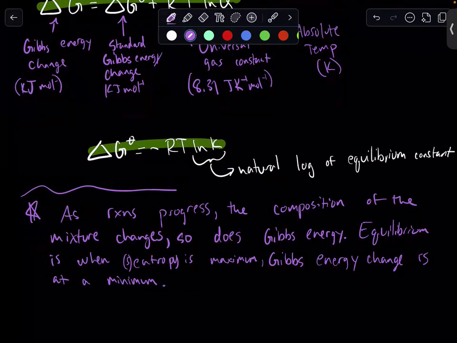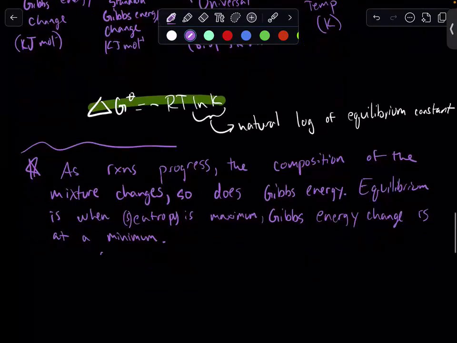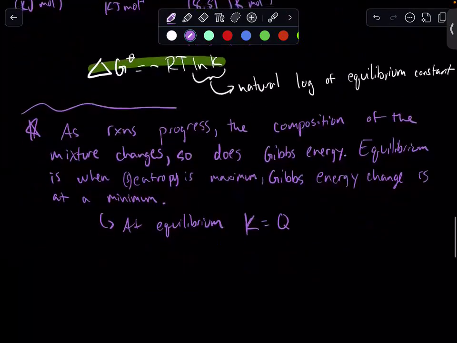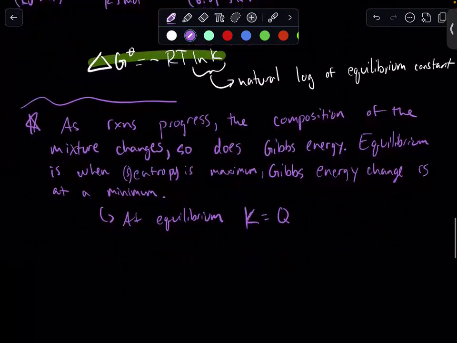And one last thing is we have to remember that at equilibrium, K equals Q. Our equilibrium constant is equal to our reaction quotient. So let's keep all these thoughts in mind as we now will combine Gibbs equations.